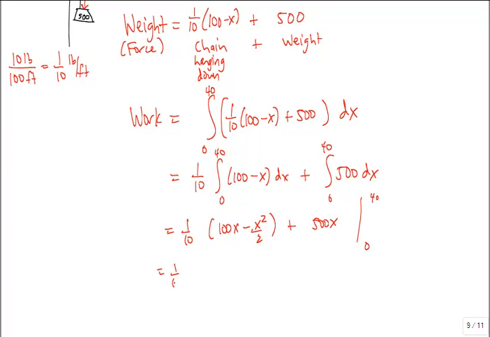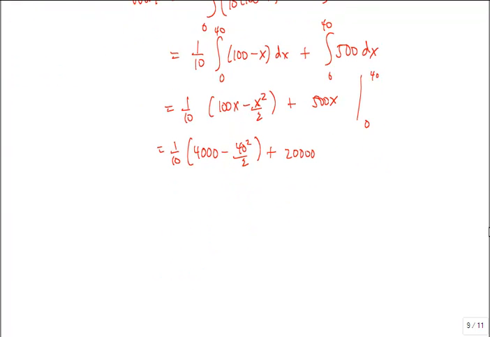So if I plug in my 40, I'm going to get 4,000 minus 40 squared over 2 plus 500 times 40, which is 20,000. When we plug in zeros here, here, and here, all of this goes to 0, so I don't need to use that 0 bound at all. It doesn't contribute anything. And when we punch all this in, we get 20,320 foot-pounds of work.